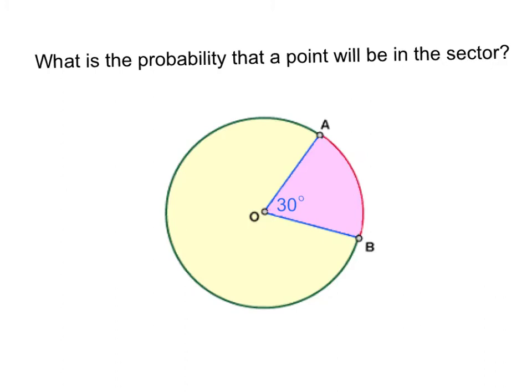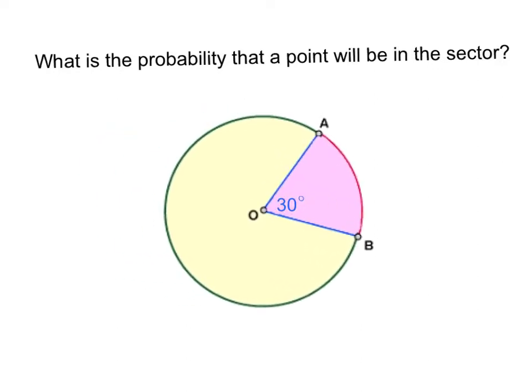First, I think the most simple example that we can look at is the probability that a point will be in the sector of a circle. And what I mean by the sector of the circle is this part of the circle, the small little piece of pie that has an angle measure of 30 degrees.